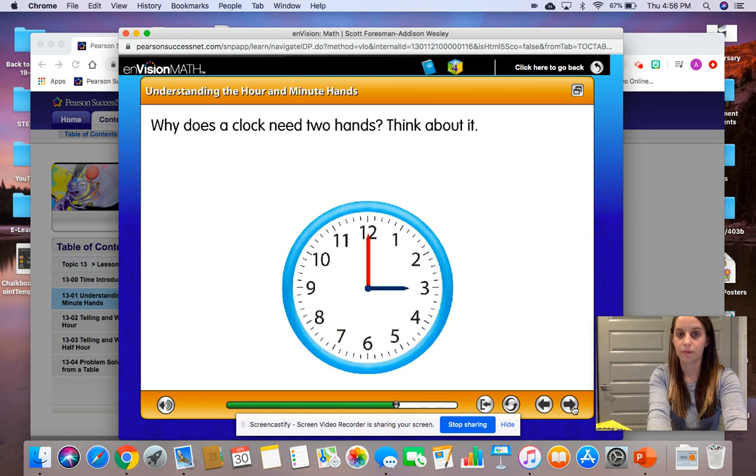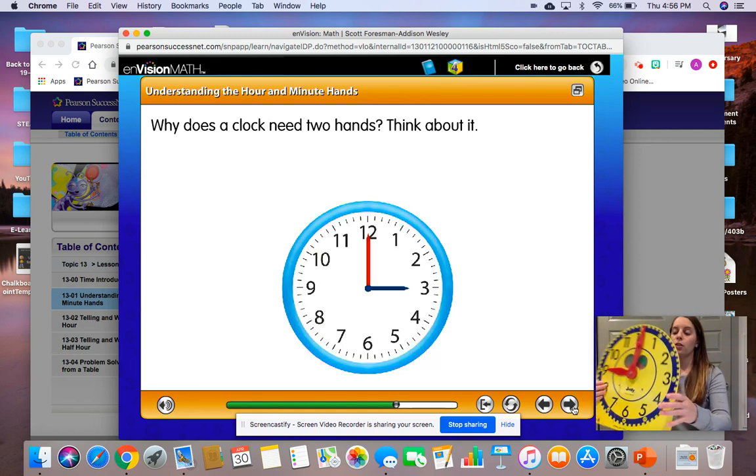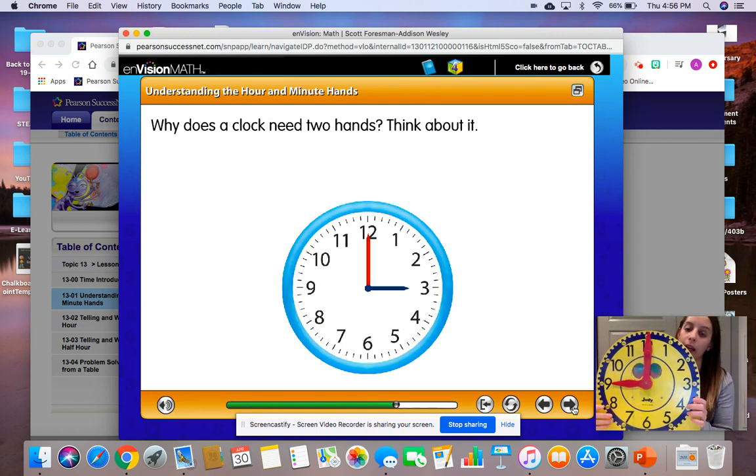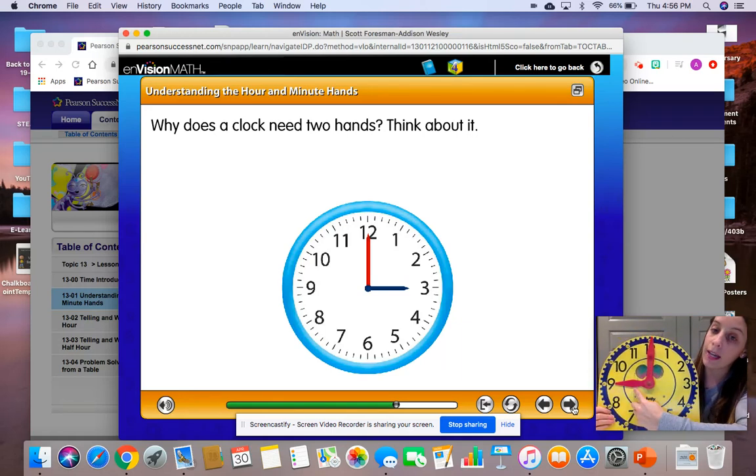Why does a clock need 2 hands? Think about it. Let's think about that for a second. There's 2 hands on every clock that you see, and each hand has its own job to do. So we know that the short hand is our hour hand, and the long hand is our minute hand. Why does a clock need 2 hands?